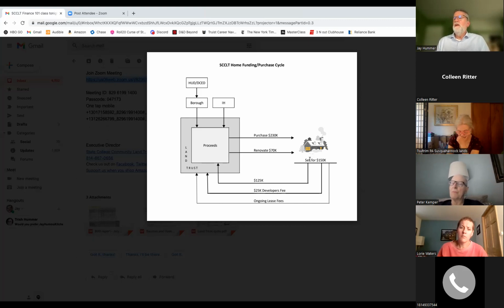The inclusionary housing money goes straight into the proceeds bucket, and we can't do anything else with that. That's buying and renovating stuff. The developer fee money goes into the dark gray box, and that goes into the unrestricted. We can use it for whatever we want.